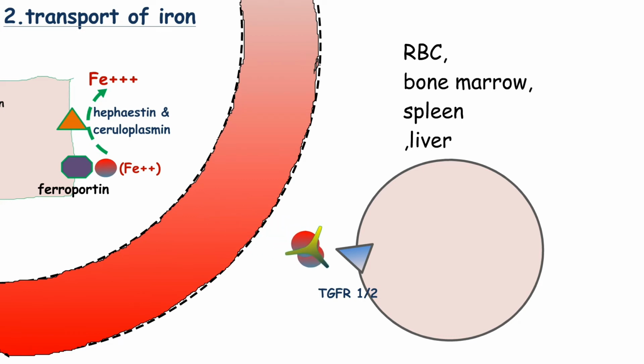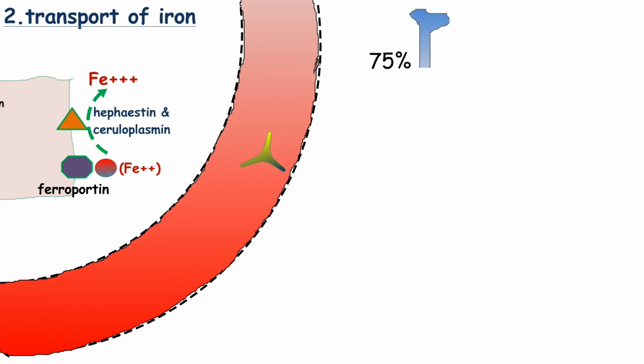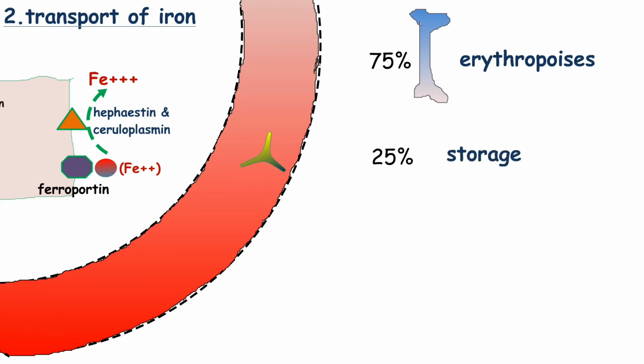Transferrin along with iron binds to this receptor, and then the iron is internalized by the cell by endocytosis, and free transferrin, that is apotransferrin, is released into circulation, which is again used for transport of other iron. Around 75% of the iron goes to bone marrow, where it is utilized for erythropoiesis, and 25% of iron goes to the site of storage.